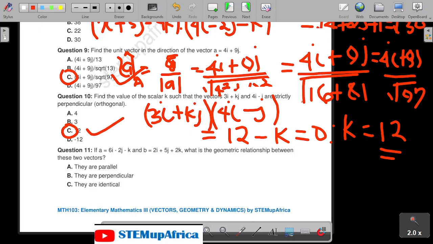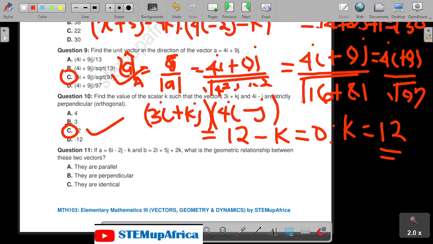Number 11. They gave us two vectors A and B. What is the relationship between A and B? First of all, you need to test. We cannot determine whether they are parallel, perpendicular, or identical. First of all, they are not identical. So let's check for perpendicular.